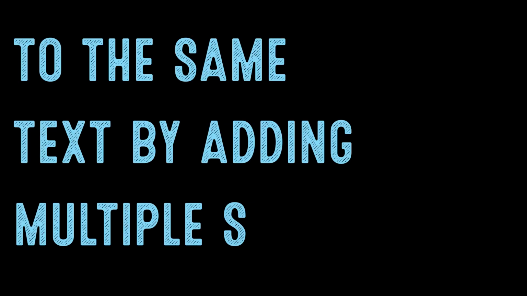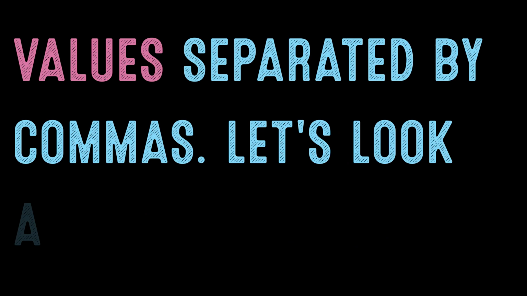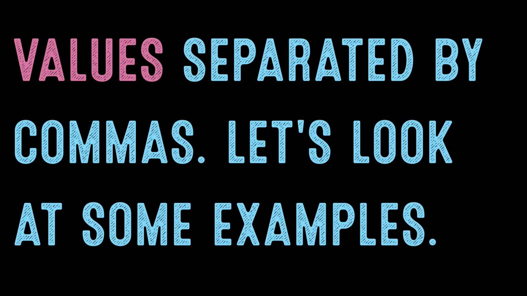How do we apply shadows? More than one shadow can be applied to the same text by adding multiple shadow values separated by commas. Let's look at some examples.